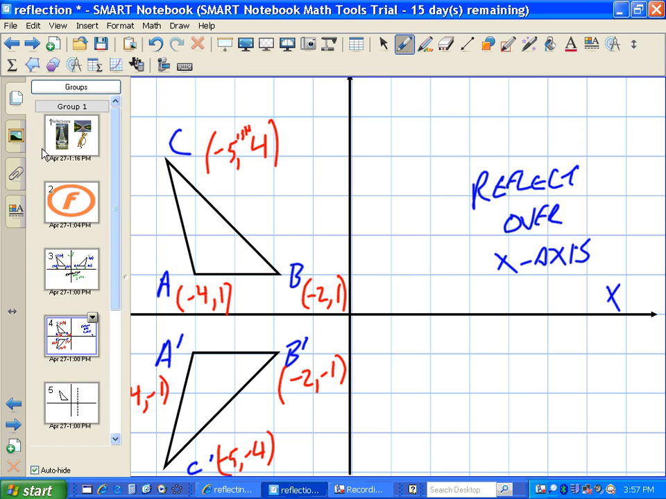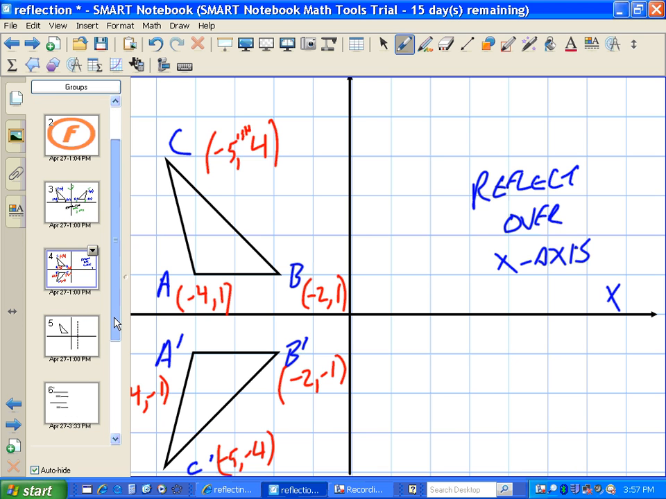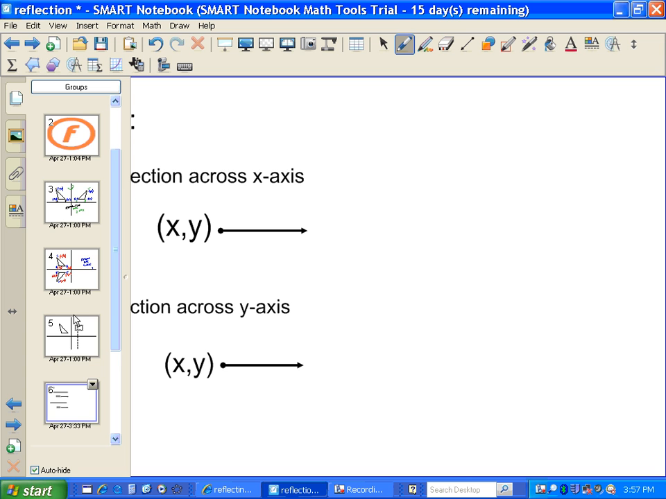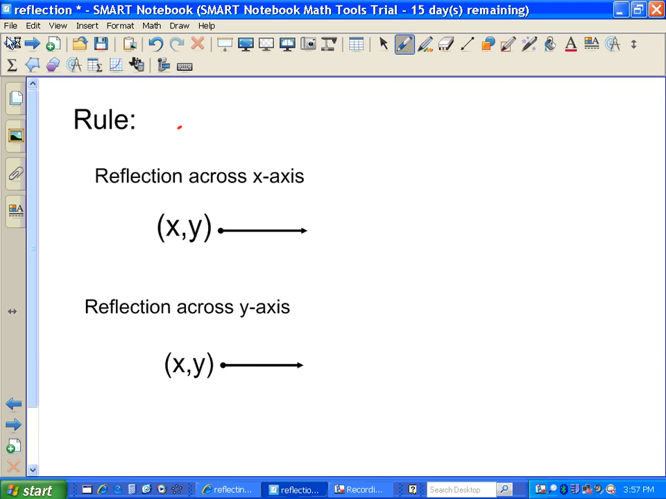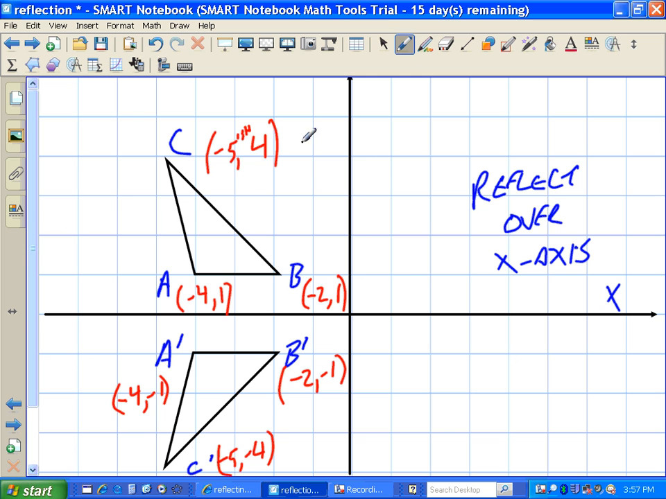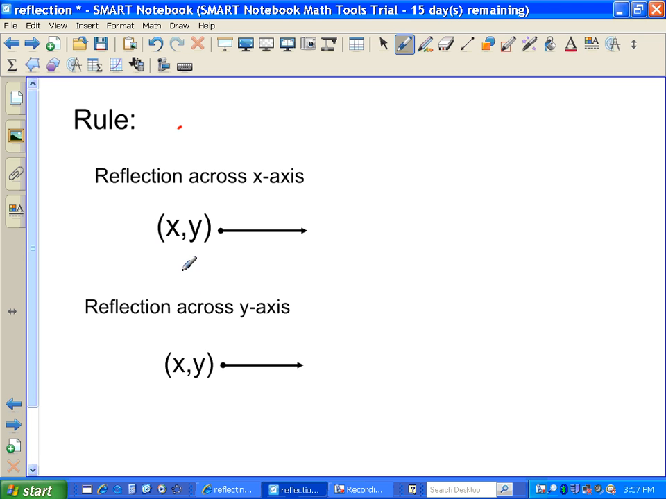I'm going to change one quick thing so that the next slide is the one that I want. There it is. So we were here, we reflected over the x-axis. You saw what happened to the coordinates as we did that. Generally, let's look for some sort of a rule. When we did the reflection across the x-axis, so we had the shape up here and it reflected down there, what happened to my coordinates?